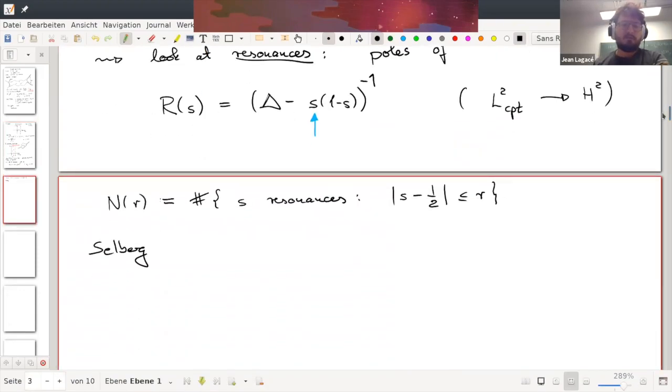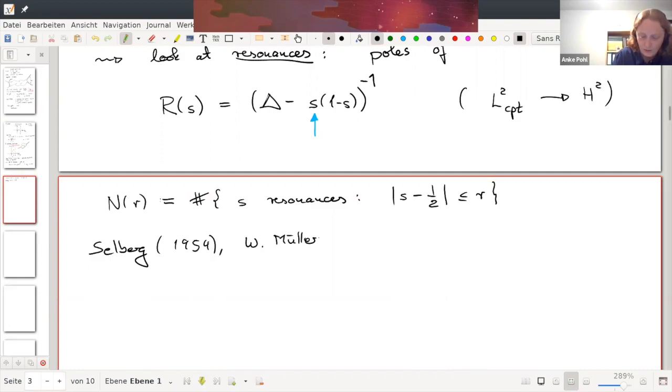And therefore, because of this unnice situation, let's say, we talk about all the resonances and start to count all of them. And then we do have again the Weyl law. So there's a result by Selberg, and then in addition, an extension of that by Werner Müller. And the combination of these two shows that the resonance counting function again satisfies the Weyl law.